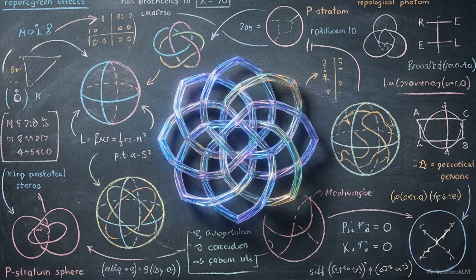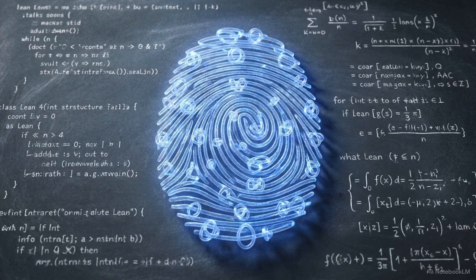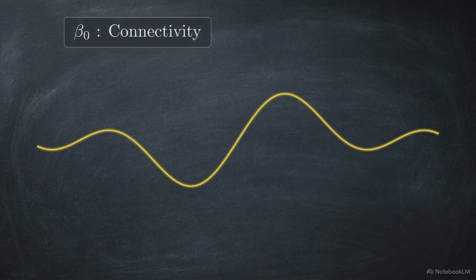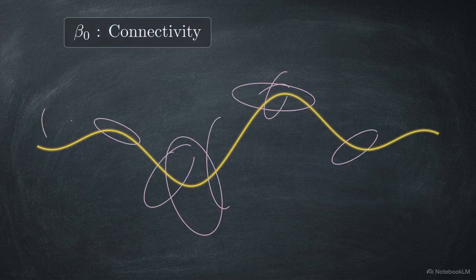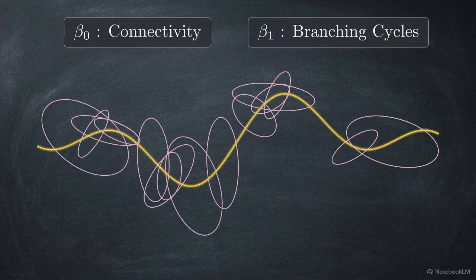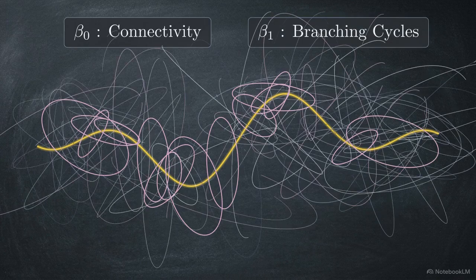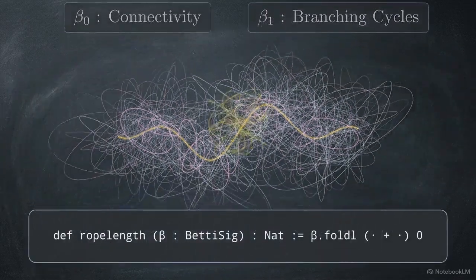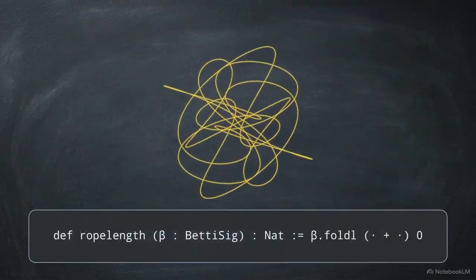To measure these computation spaces, we use the Betti signature. The Betti signature acts as a topological fingerprint. It counts independent geometric features, known as K-cycles, within the computation. Beta 0 represents the connected components, beginning as a single path. Beta 1 counts independent one-cycles, mapping the branching factor of solution paths. The model populates with thousands of these closed loops. The computation's total rope length is the sum of this Betti signature.